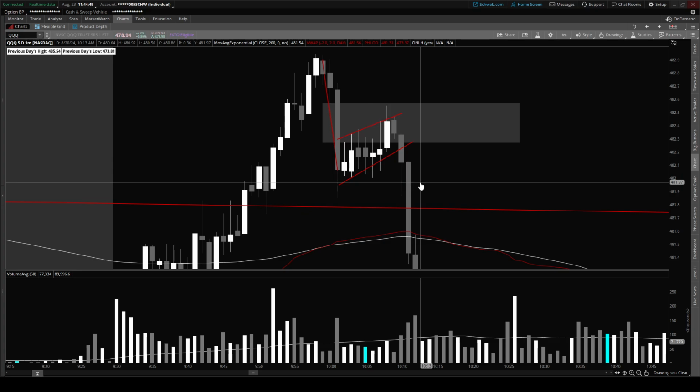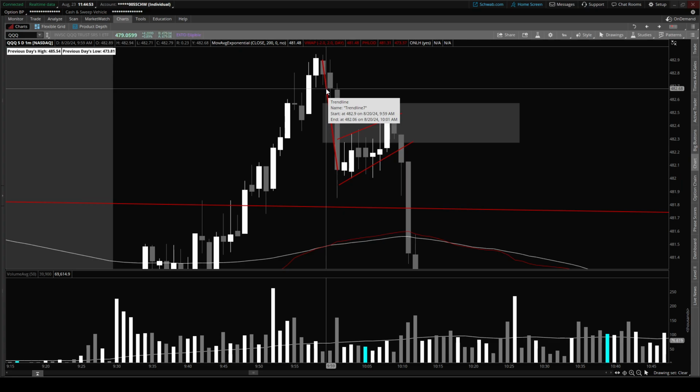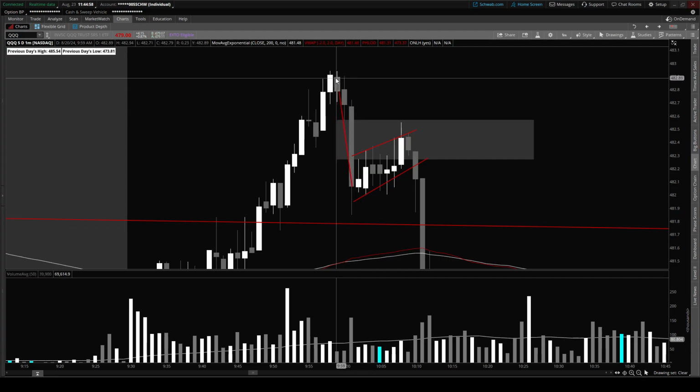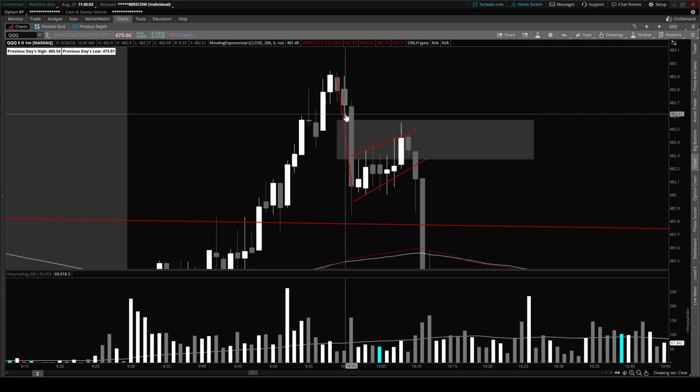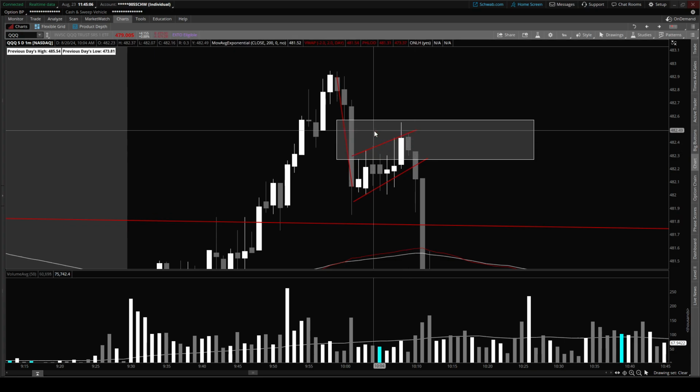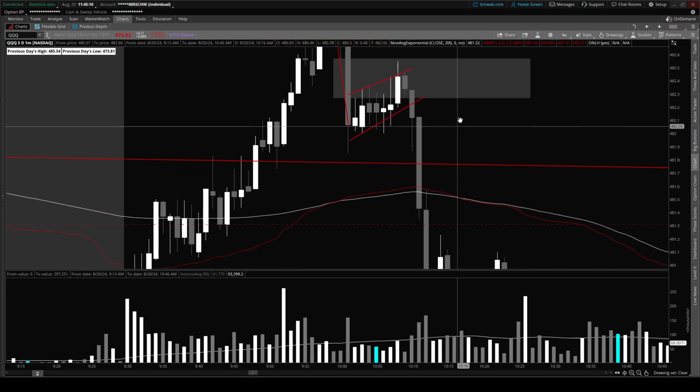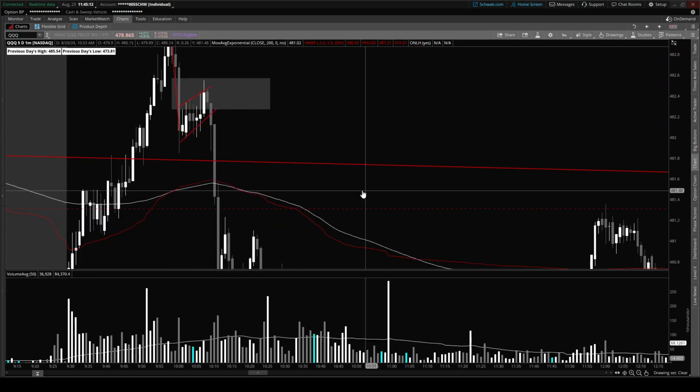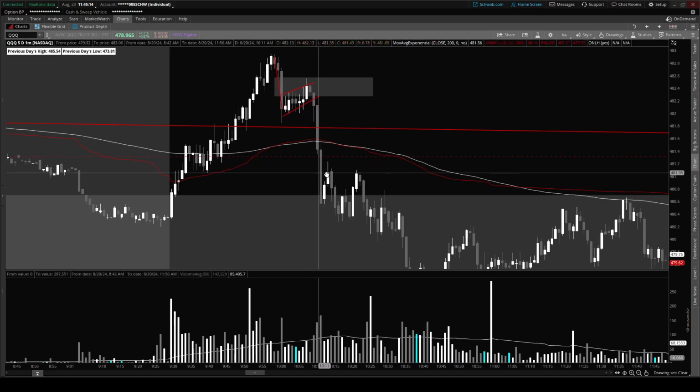So remember, with that first bootcamp class, we talked about how to actually identify and draw out these continuation patterns here. So once again, this is going to add some extra confluence within our actual setup. So, bear flagging structure, 1 minute silver bullet, back test into this fair value gap, and then once again, we are really just looking to seek liquidity.